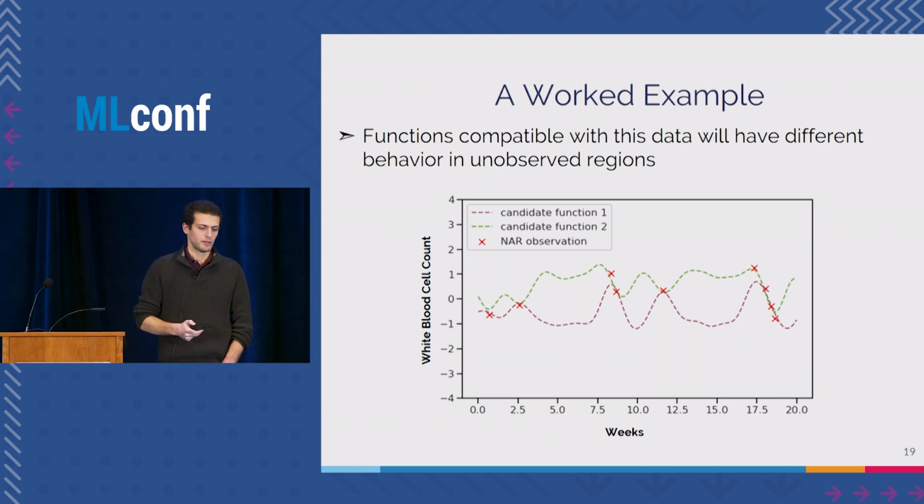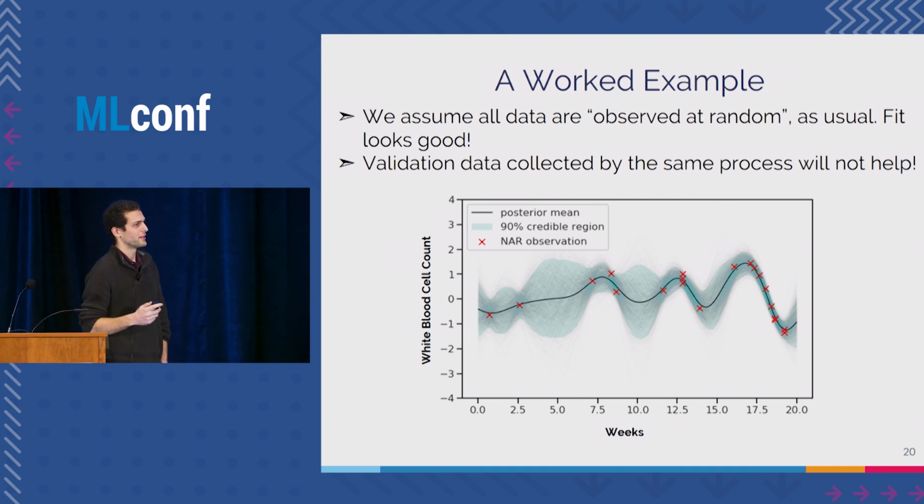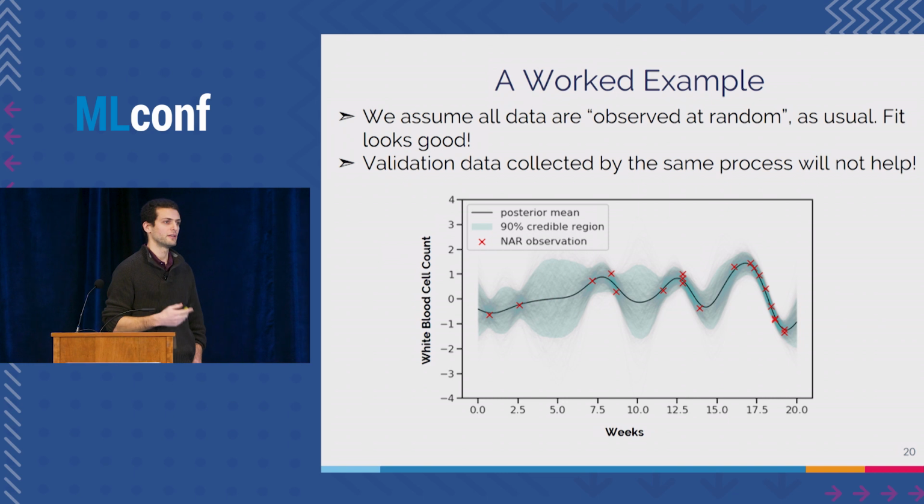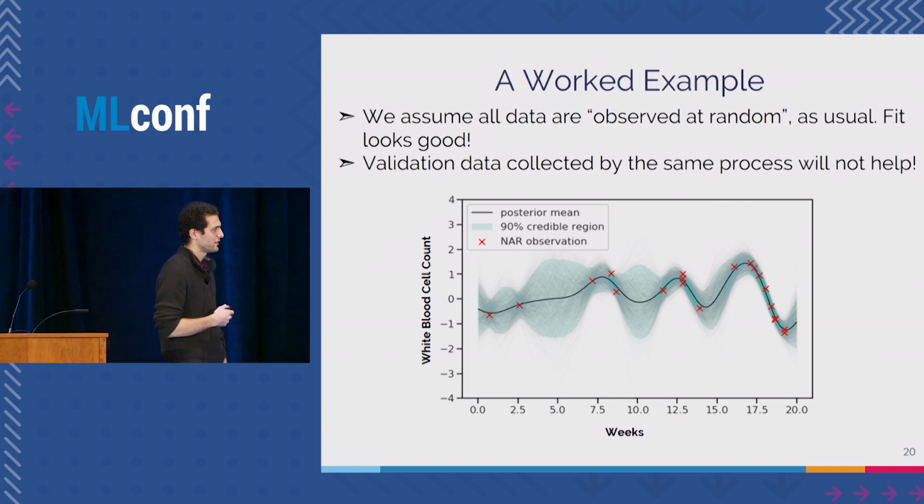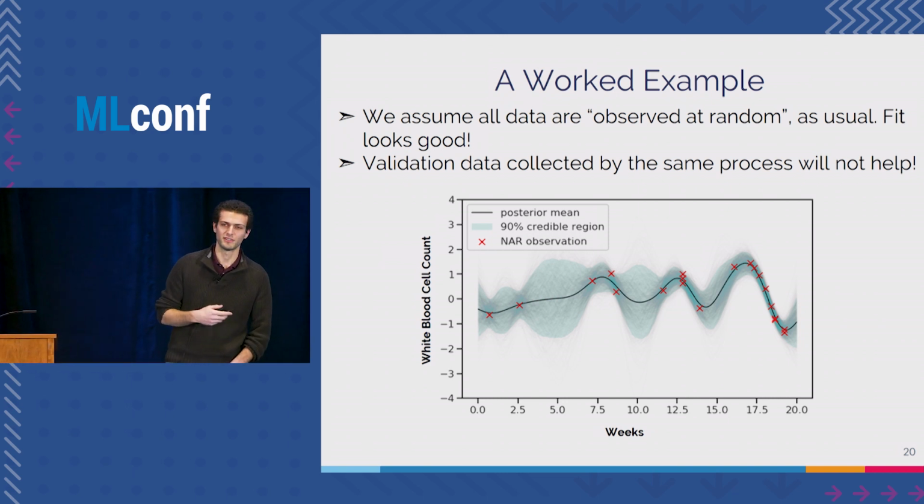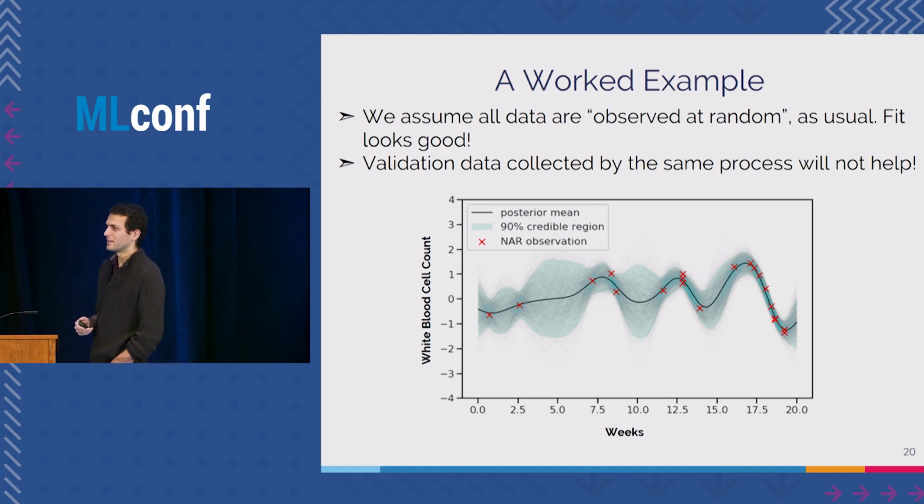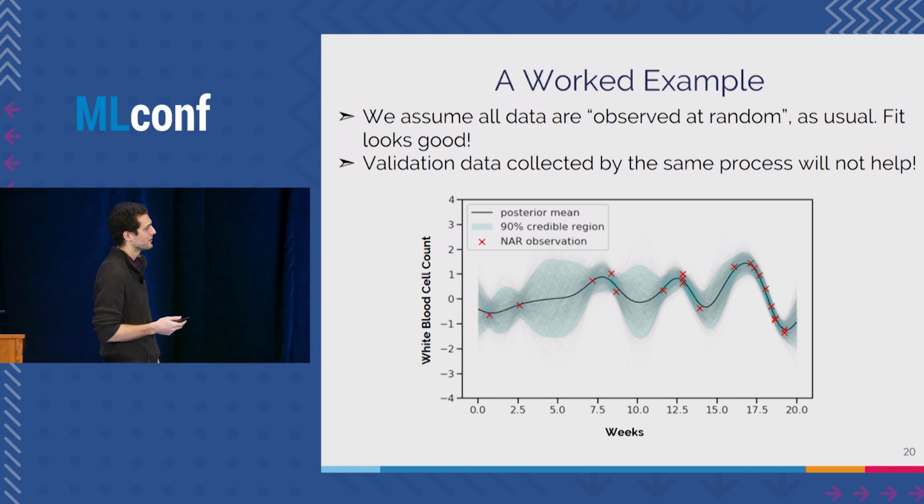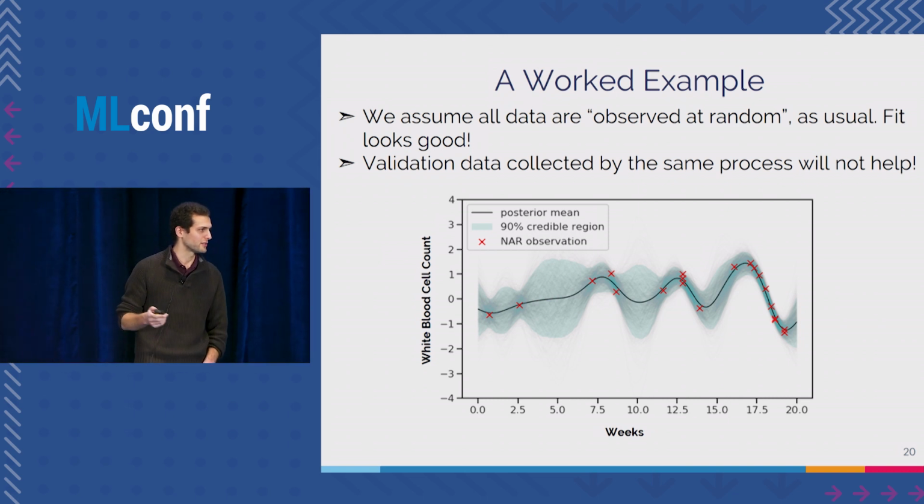OK. Let's say we do the usual thing, right? So we fit a model, we have some data, we fit a regression function, and we assume that the data is observed at random. If you ever fit a neural network or a Gaussian process, unless you do something special, this is in general what you'll be doing. Data looks good. The fit looks good, right? So we're going right through the X's.